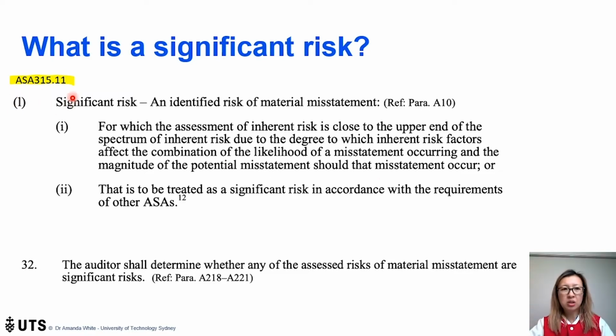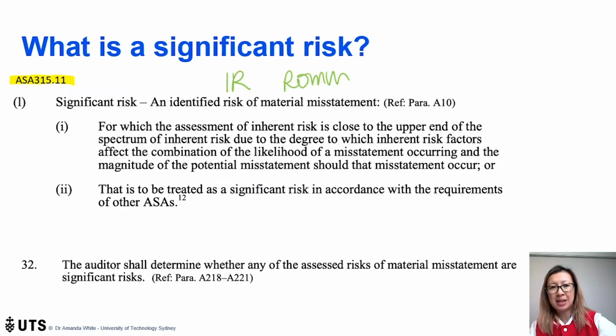a significant risk, and this is from the glossary or the definitions, is an identified risk of material misstatement, all right? So we've already identified it as an inherent risk, a ROMM. So we say, look, we found this risk. And normally when you're brainstorming, you could have 20 or 30 risks for a client. So we identify a risk, and then the assessment of that inherent risk is close to the upper end of the spectrum of inherent risk due to the degree to which inherent risk factors affect the likelihood of the misstatement and the magnitude. So that's the important part to take away here.